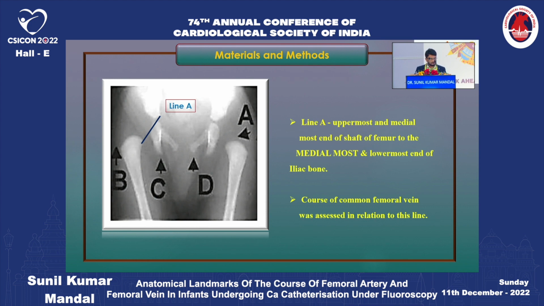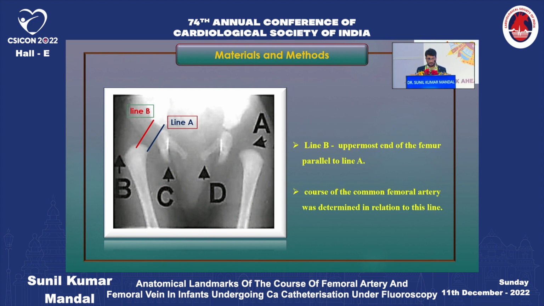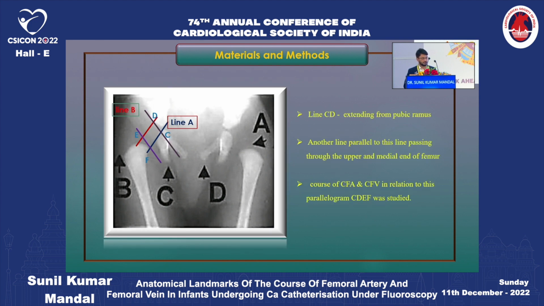According to the availability of the landmarks, we drew a line, line A, from the uppermost and medialmost part of the shaft of the femur to the medialmost and lowermost end of the iliac bone, and the course of the common femoral vein was assessed in relation to this line. Then another line, line B, was drawn from the uppermost end of the femur parallel to line A, and the course of the common femoral artery was analyzed in relation to this line.